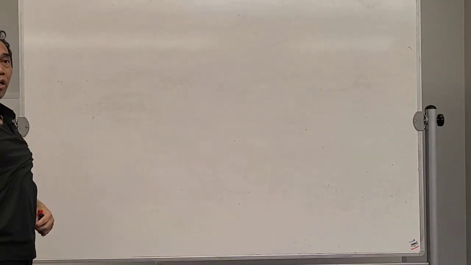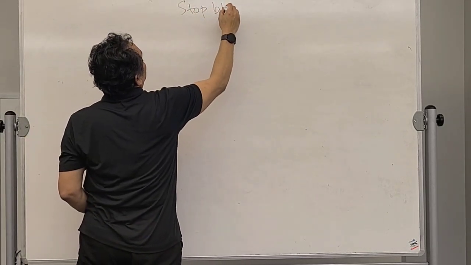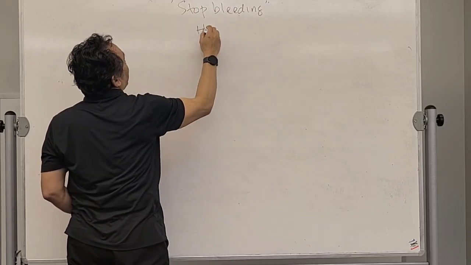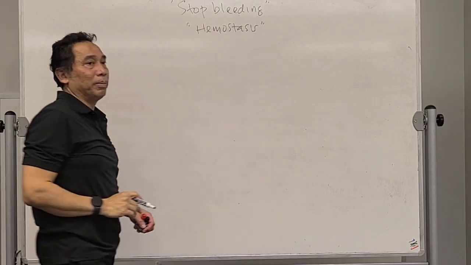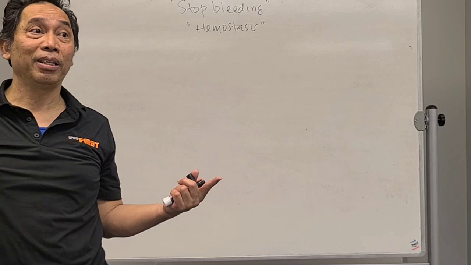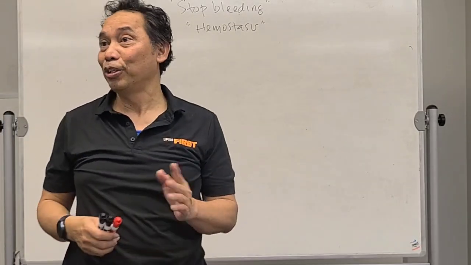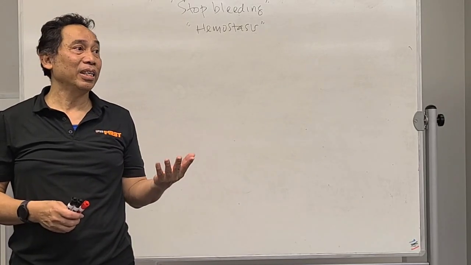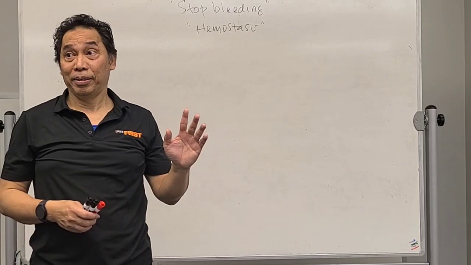Now, the next topic will be how we stop bleeding. It's called hemostasis. How we stop bleeding. Let's say you cut your finger. You're gonna be bleeding, right? Do you think you will be bleeding forever? No, because your blood will clot. That clot is actually the way we try to stop bleeding.